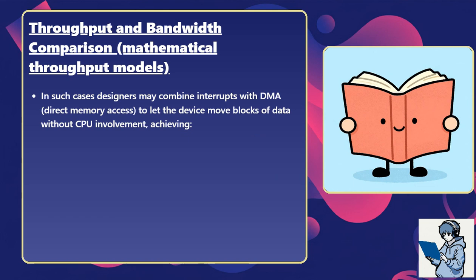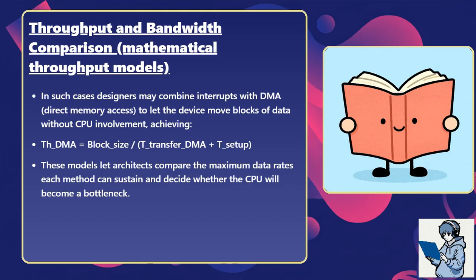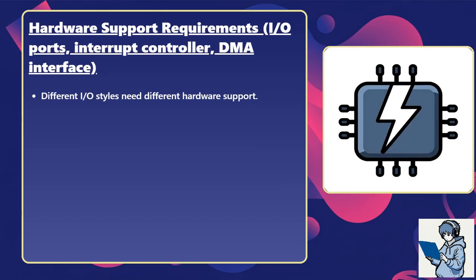In such cases, designers may combine interrupts with DMA, direct memory access, to let the device move blocks of data without CPU involvement, achieving TH_DMA equals block size divided by T_transfer_DMA plus T_setup. These models let architects compare the maximum data rates each method can sustain and decide whether the CPU will become a bottleneck. Different I/O styles need different hardware support.